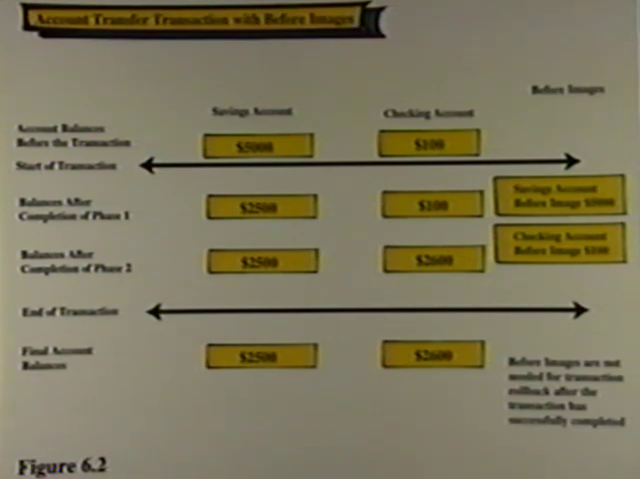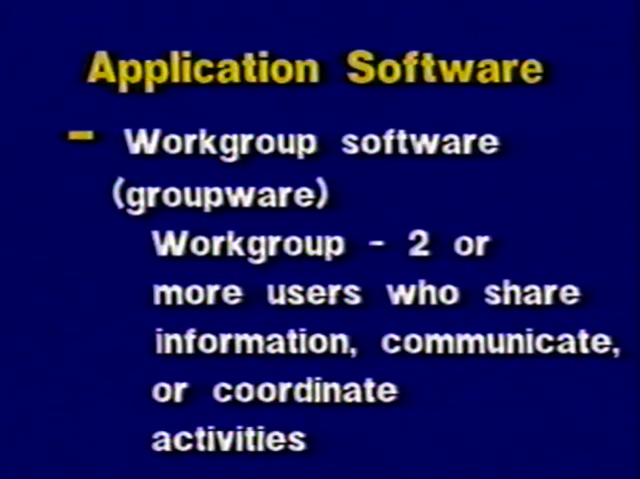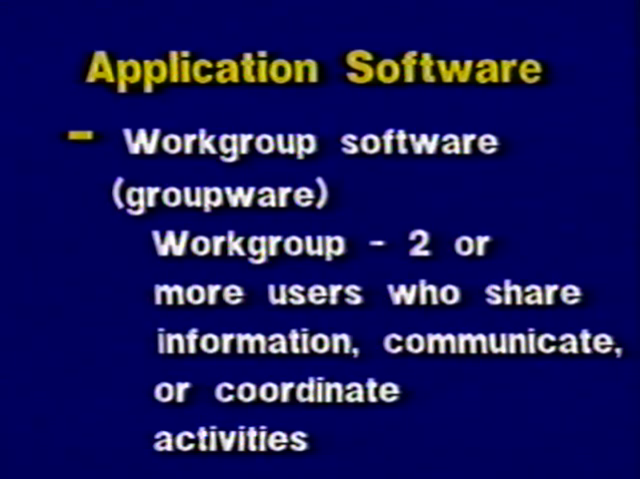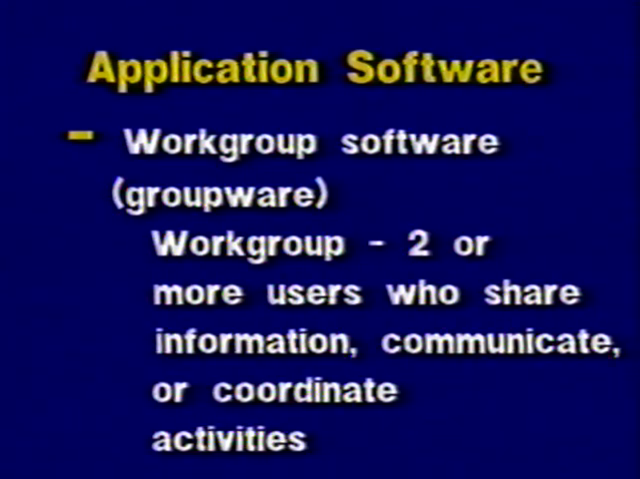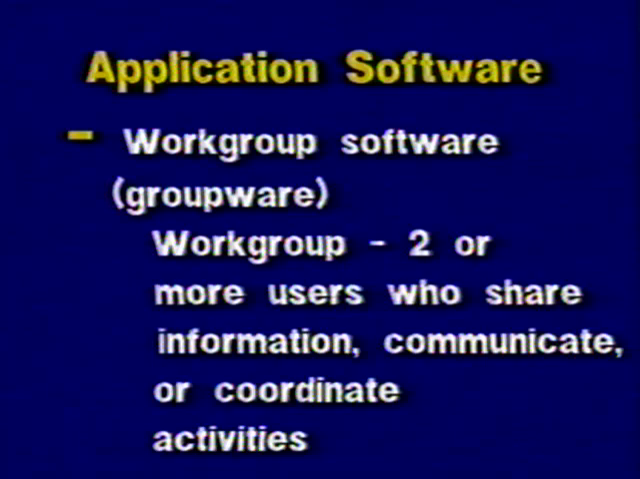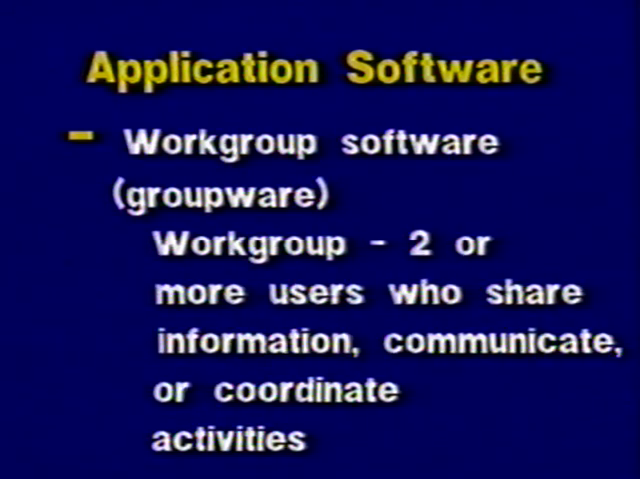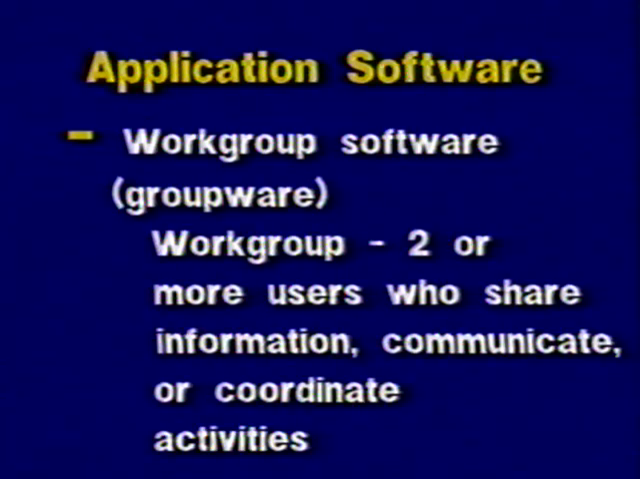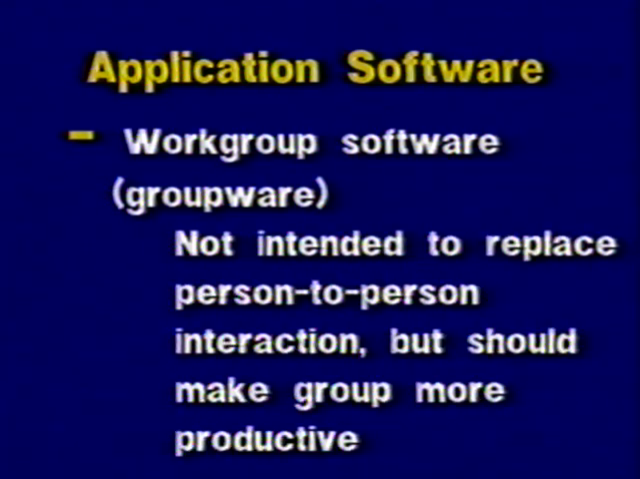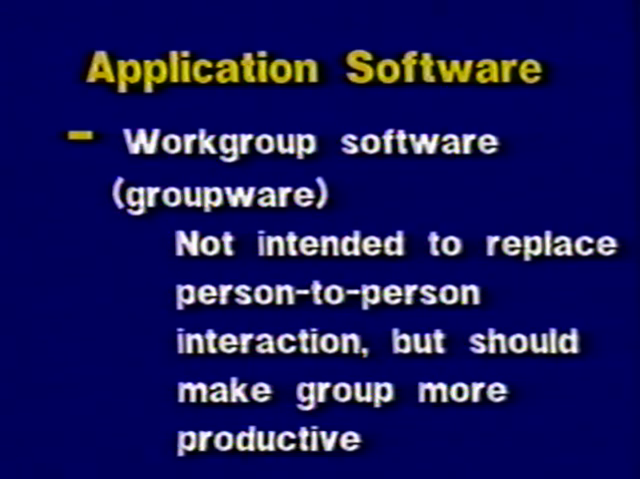Okay, let's move on to other types of software. The next type we're going to talk about is called workgroup software. This is also commonly called groupware. A work group is commonly defined as two or more users who share information, communicate in some way, or in other ways just try to coordinate activities. The purpose of workgroup software is really to improve productivity. It is not intended to replace person-to-person interaction. Okay? It should make the group more productive.